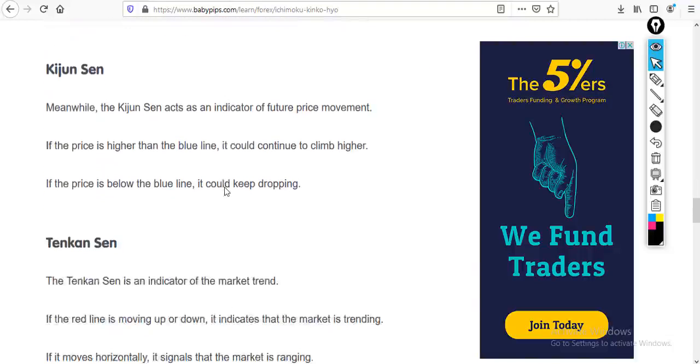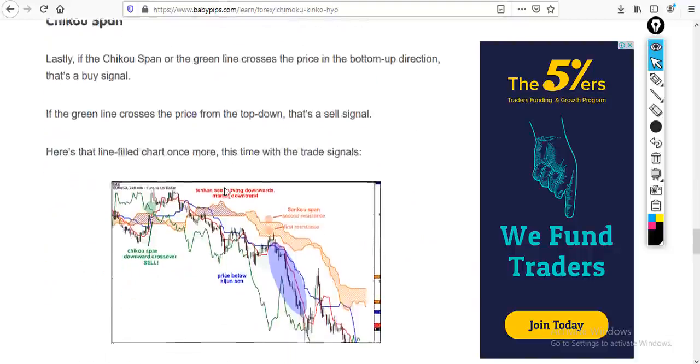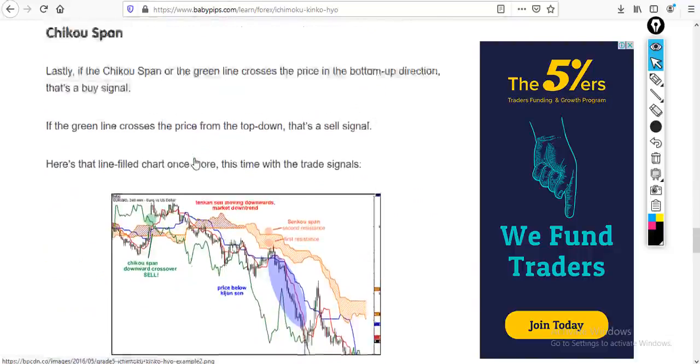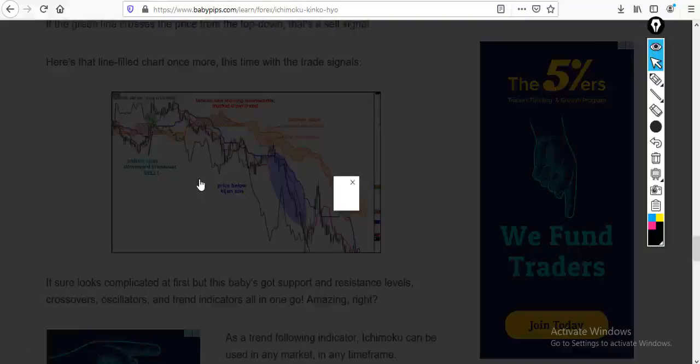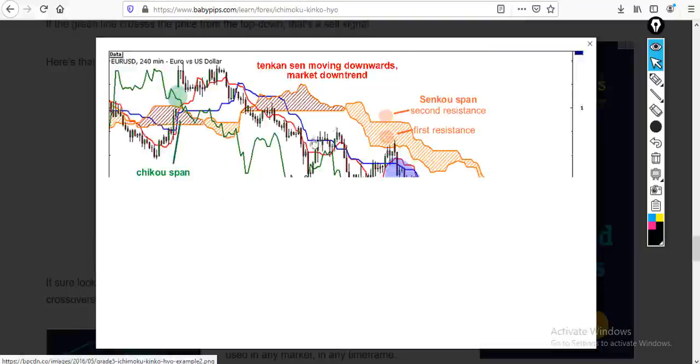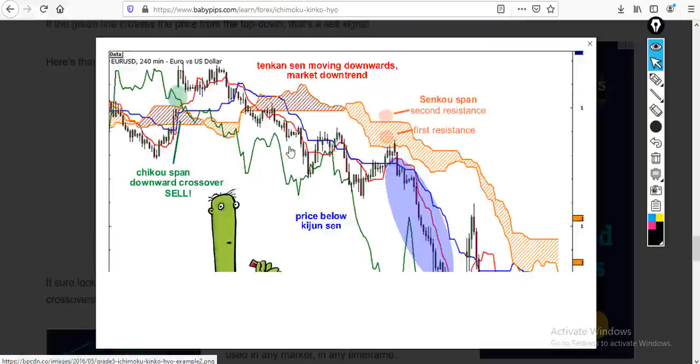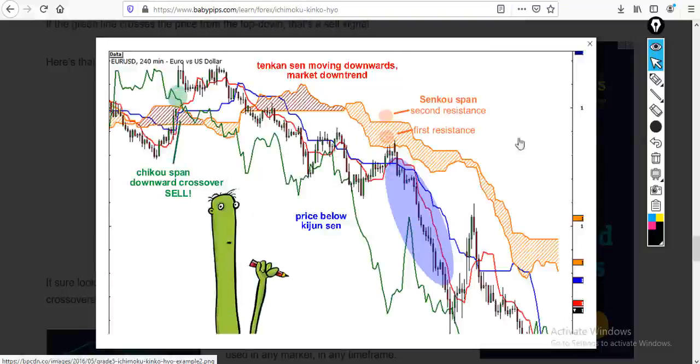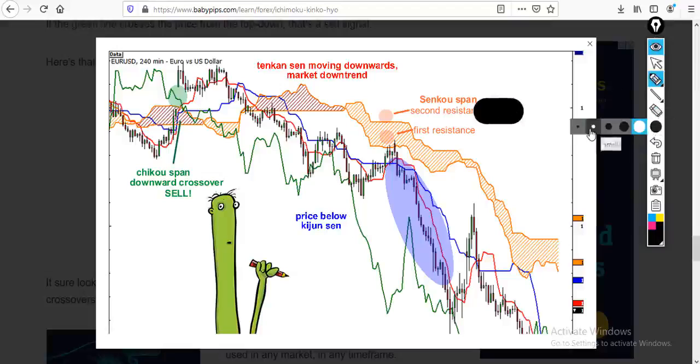So this is how the price chart looks when it has been formatted. In this area you can see that when the price gets to the orange line, the second span, it has a first and second resistance area. Here is the second resistance area and here is the first resistance area. When prices get to this line, just know that it is facing a very strong resistance area of the cloud.